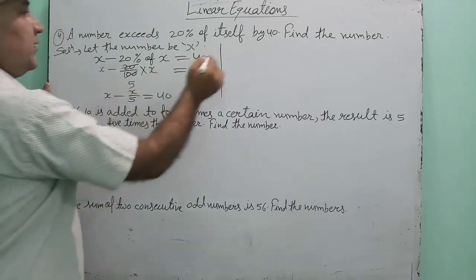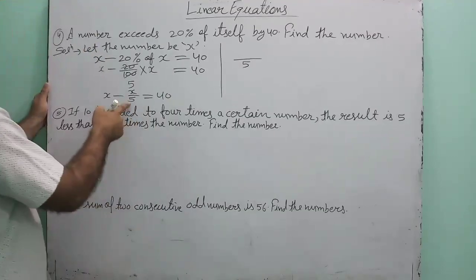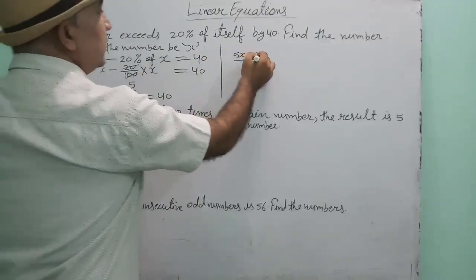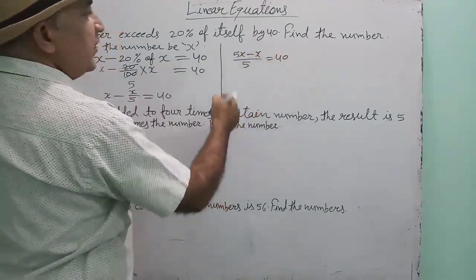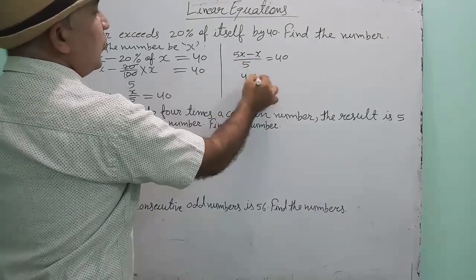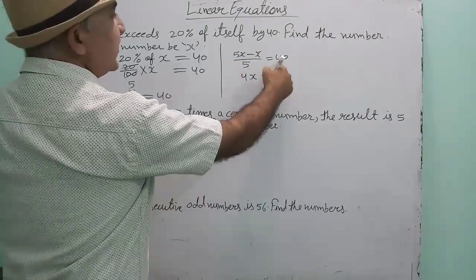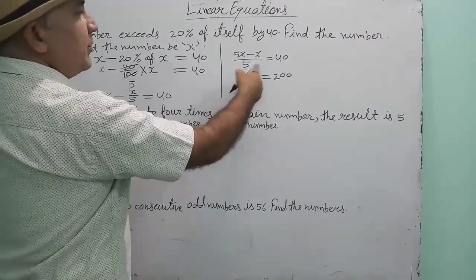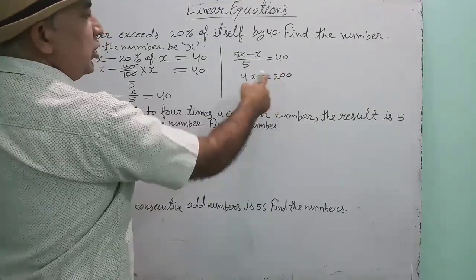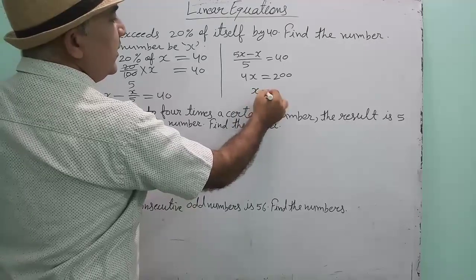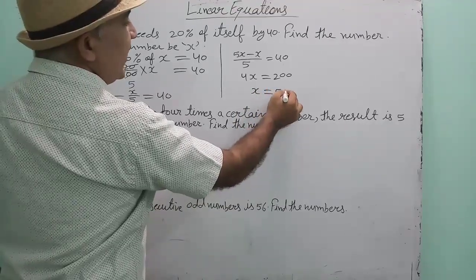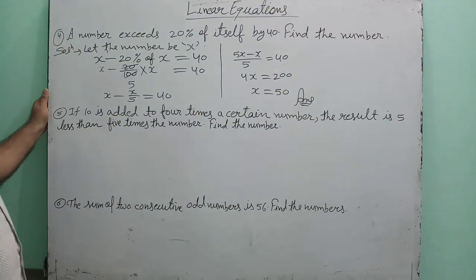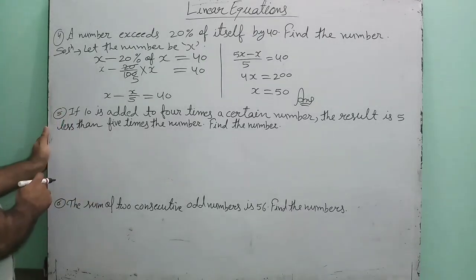5 will be taken as LCM here. Then 5 into x, 5x, minus x is equal to 40. 5x minus x is 4x. This 5 will be cross multiplied by 40. So 5 into 40 is 200. Now 4 will divide 200, then x is equal to 50. That means the required number is 50. Is this clear? Now see question number 5.